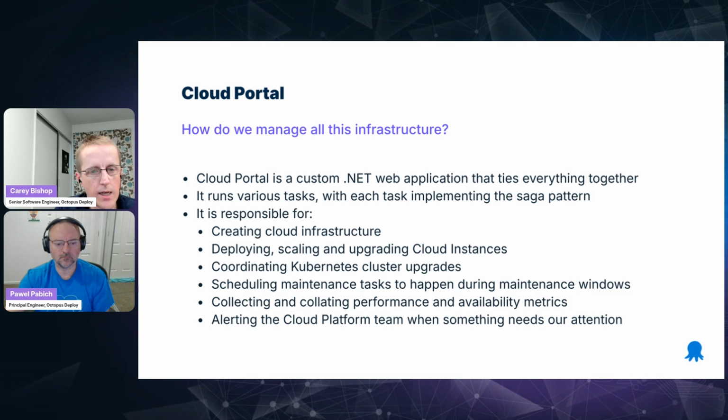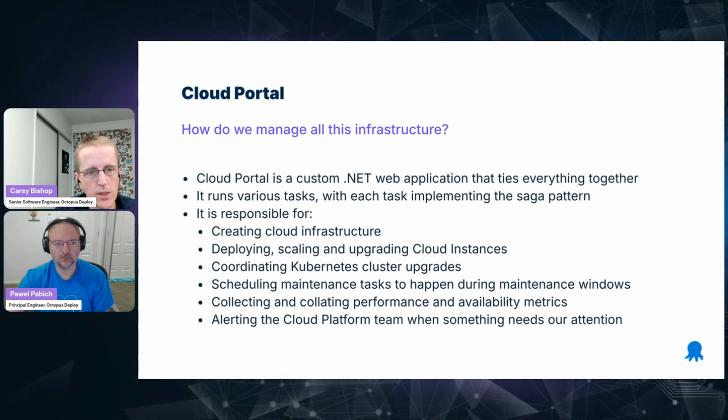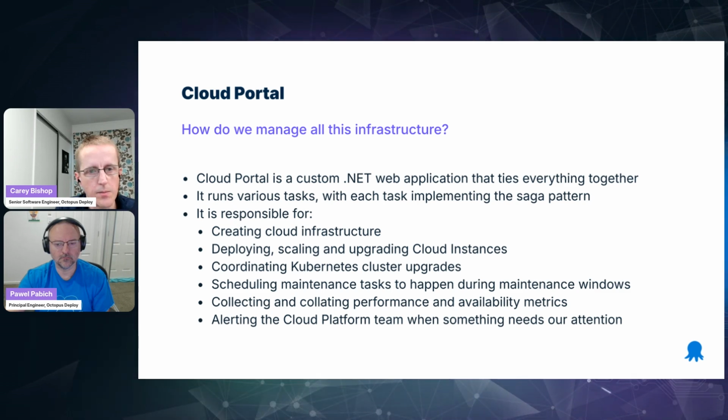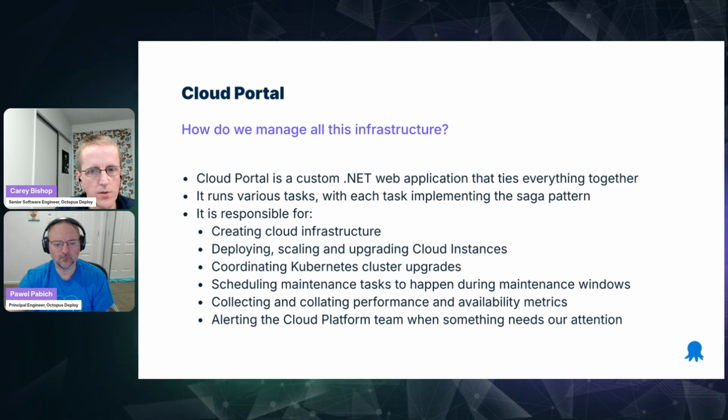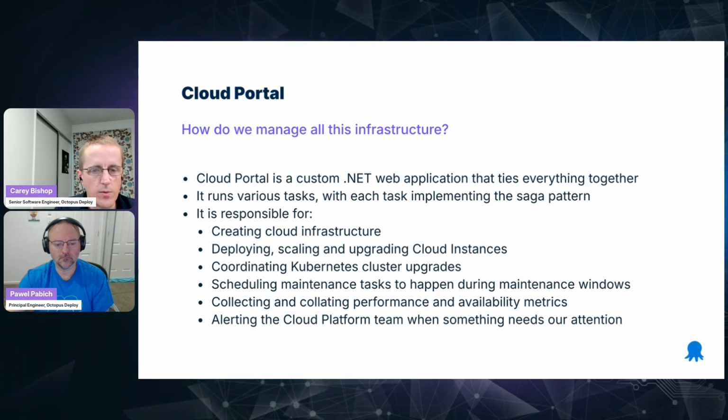It also collects and collates some performance and availability metrics across the platform. A lot of the resources that we use can report metrics directly into Sumo Logic, which is the metric tool that we use. But there are some other metrics that only Cloud Portal has access to, particularly things around maintenance windows, because those are a Cloud Portal specific concept. And Cloud Portal can also alert a member of the Cloud Platform team when something comes up that needs our attention.